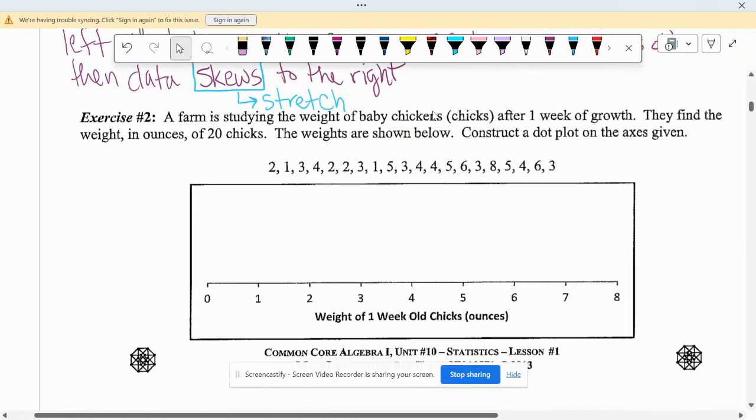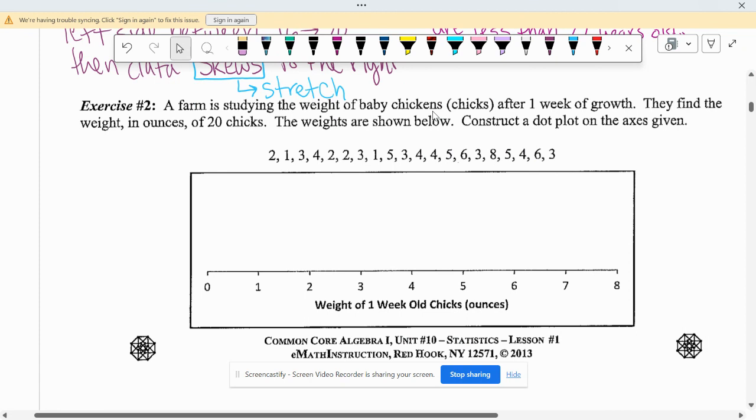So we're going to create a dot plot in this second example. A farm is studying the weight of baby chicks. After 1 week of growth, they find the weight in ounces of 20 chicks, and the weights are shown below. So all we're doing is constructing a dot plot. We're just going to take each number. So 1 chick weighs 2 ounces, and I'm going to put a dot there.